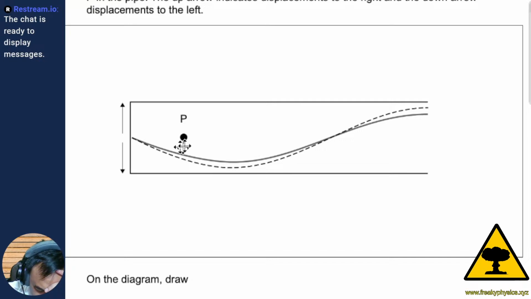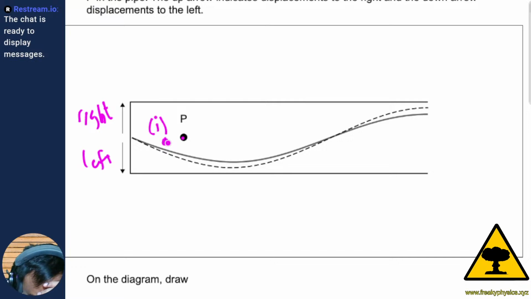Since P is at equilibrium, this means that here, this went down, right? But remember, this indicates left, and this up arrow indicates to the right. Okay, so let's note that there. So this means it's going to be here. This is a good spot.